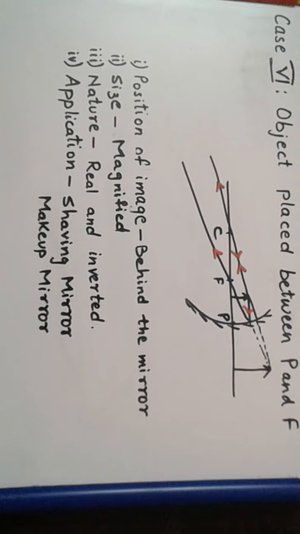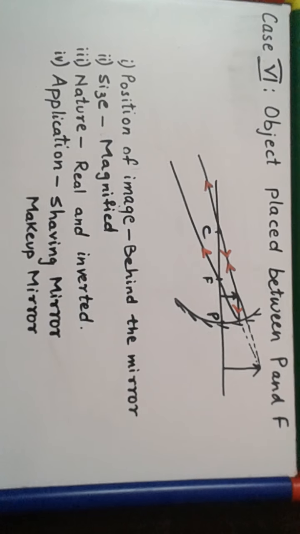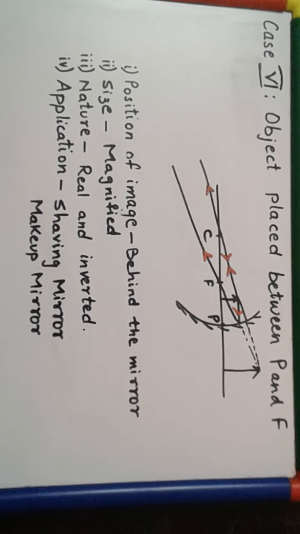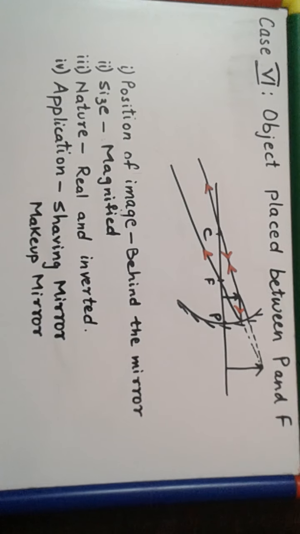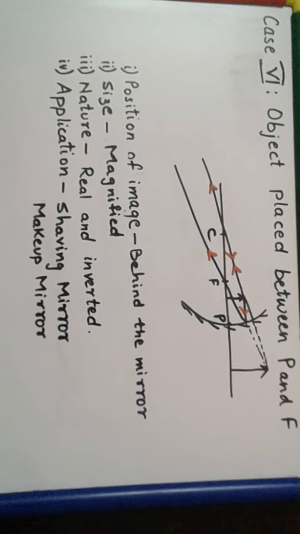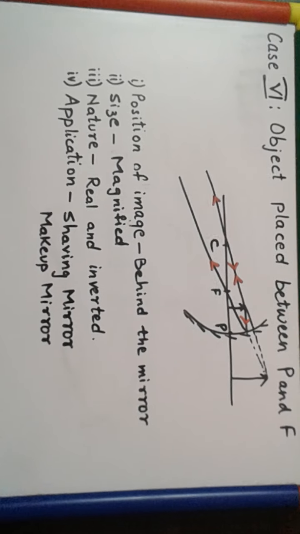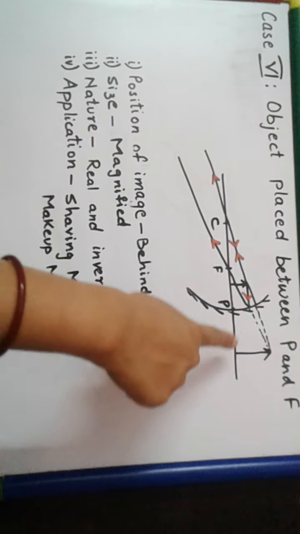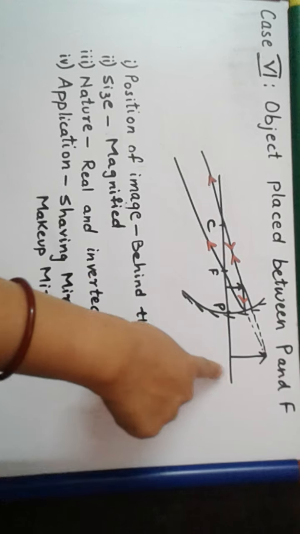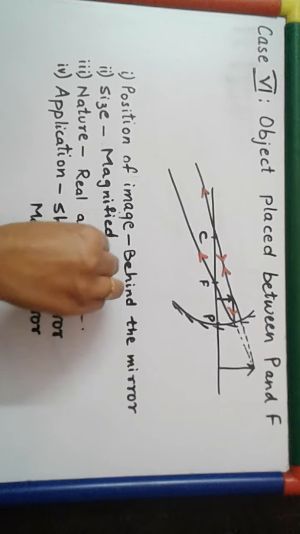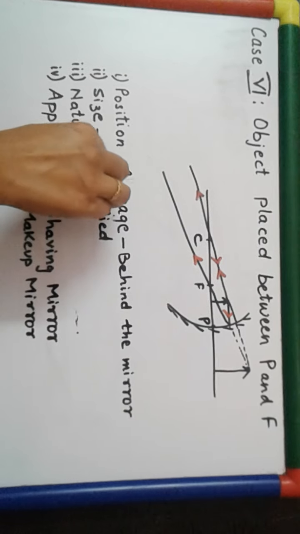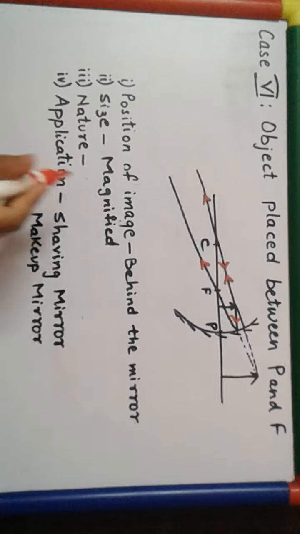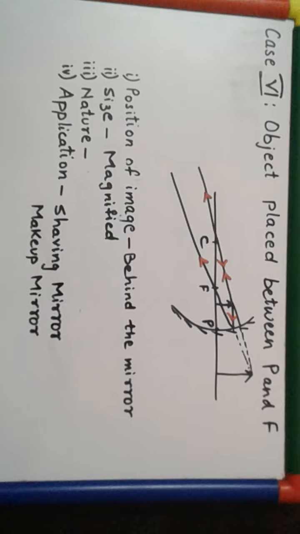Now tell me one thing, the nature which is written, how will it be real and inverted? In case this did not strike your mind, for all the other cases we have written the nature real and inverted, but in this case it will not be real and inverted. Why? Because the image in this particular case is formed behind the mirror. So I purposely wrote this so that when you are writing this particular case, remember this. This is the common area where students make mistakes. Remember that the nature will be virtual and erect.